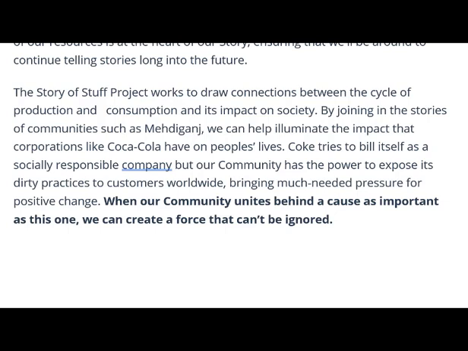Coke tries to bill itself as a socially responsible company, but our community has the power to expose its dirty practices to customers worldwide, bringing much needed pressure for positive change. When our community unites behind a cause as important as this one, we can create a force that can't be ignored.